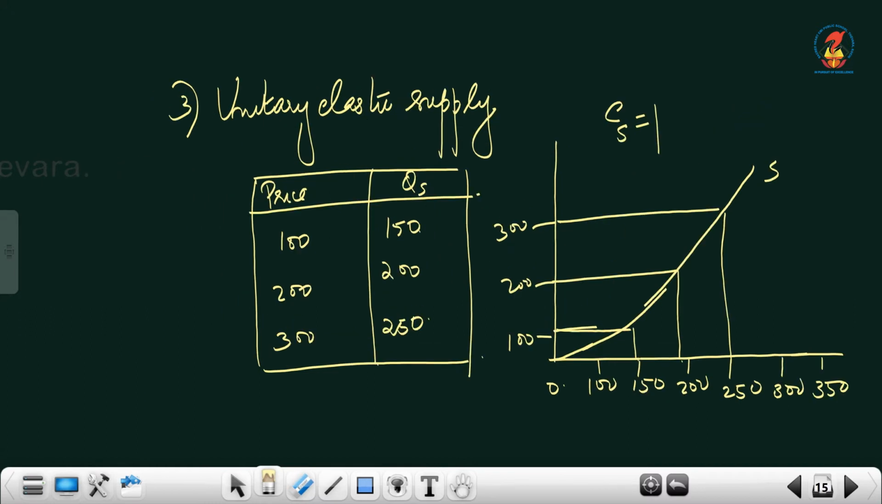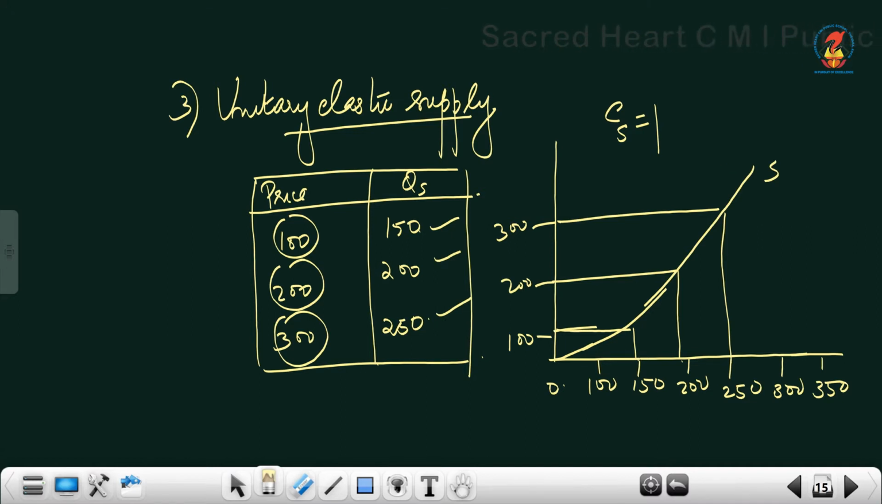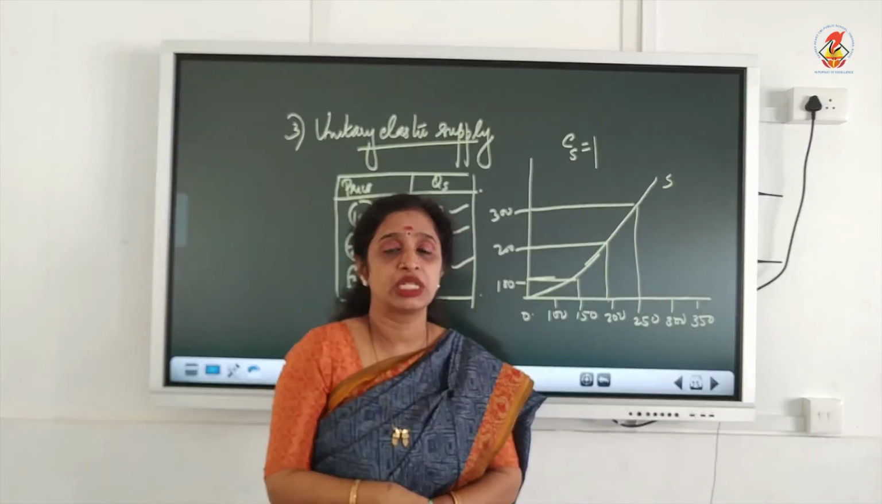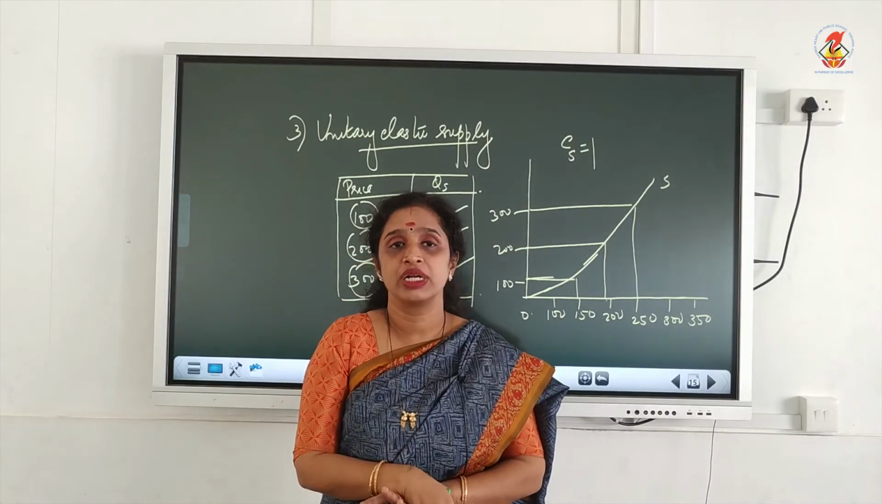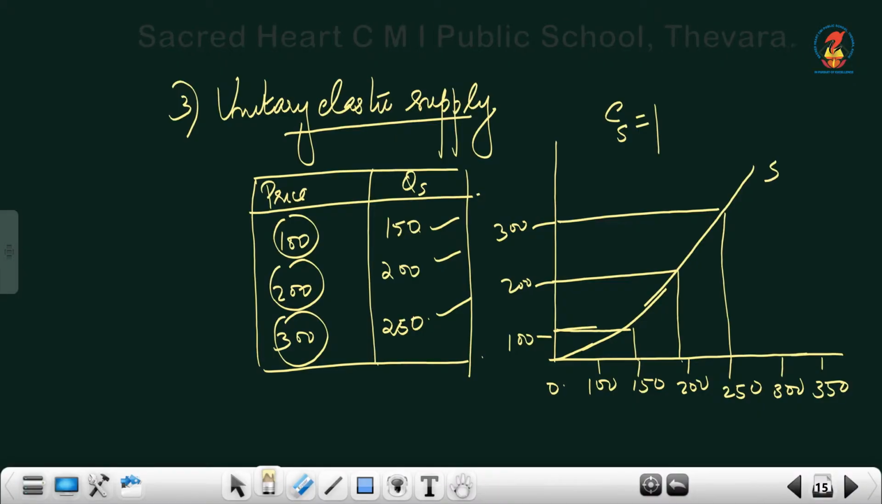Next one is unitary elastic supply. Whatever change in the price, the same change in the quantity supplied also can be expected. That is known as unitary elastic supply, which means a proportionate change in the price leads to a proportionate change in the quantity supplied. Now here the price is given as 100, 200 and 300. At a price of 100, the quantity supplied is 150. At a price of 200, quantity supplied has increased to 200. At a price of 300, quantity supplied has increased to 250.